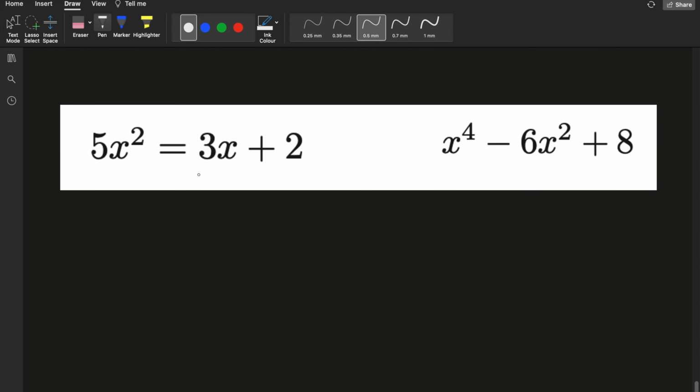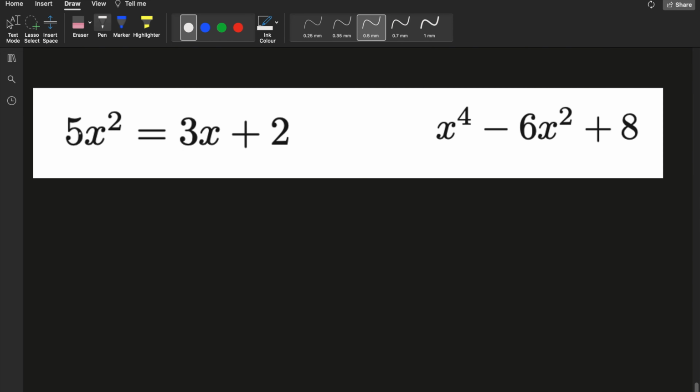Okay, moving on, let's solve this question. Let's rearrange this. And now let's use the quadratic formula. Or we could just use splitting the middle term because that's easier.